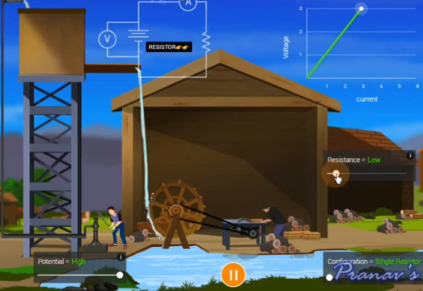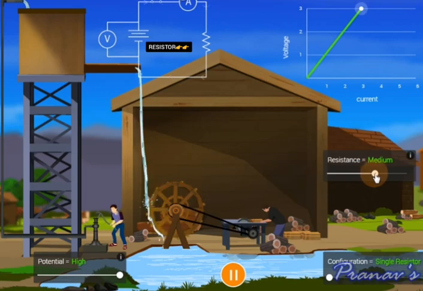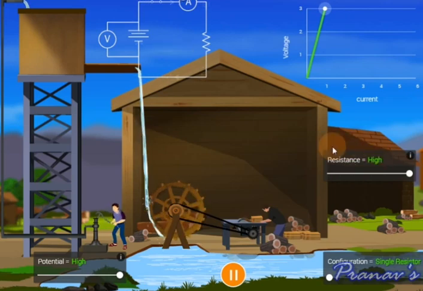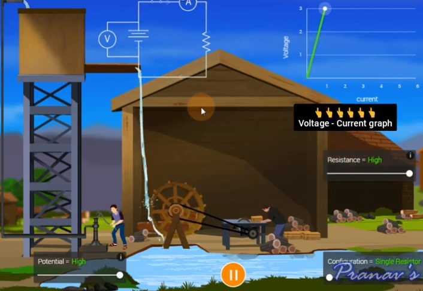What if we increase the resistance? As we increase the resistance, you can observe the voltage current graph also changes. The voltage is same but the current is less. You can see the flow of water is also reduced because of resistance, and the water wheel's rotation also decreases.